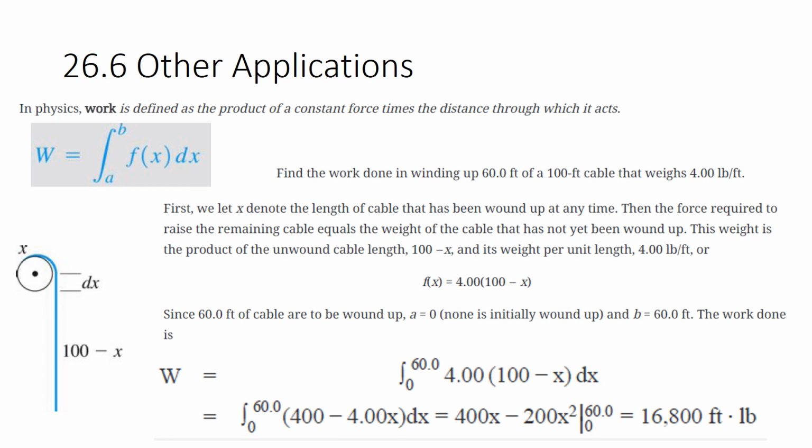So I go ahead and take the integral of 400 minus 4x, and multiply the 4 in there, and I get 400x minus 200x squared. And I'm going to want to evaluate that at 60 and then subtract that from it evaluated at 0. So at 0, the value is 0, so that was easy. All I have to do is plug in, what is it, at 60? It's 16,800 foot-pounds of work that were done to go ahead and lift that cable.